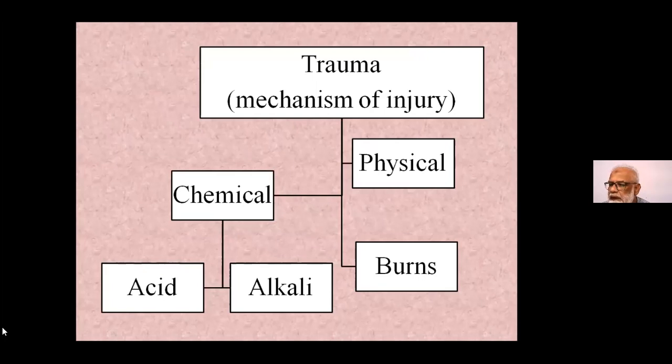Classification of trauma through mechanism of injury. It can be physical, it can be chemical, and it can be burns, with either fire per se or acid burns as well. And the chemical injury which we are most interested in is either acid or alkali. We'll talk about this in slight detail.